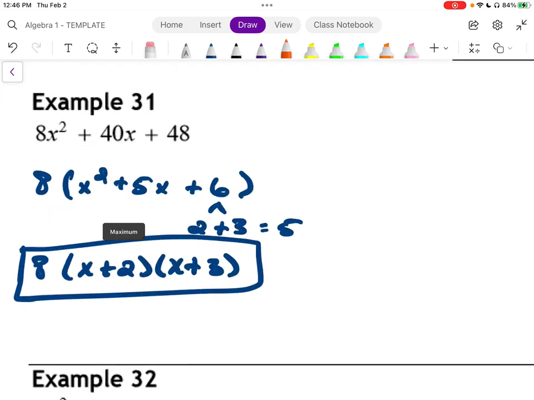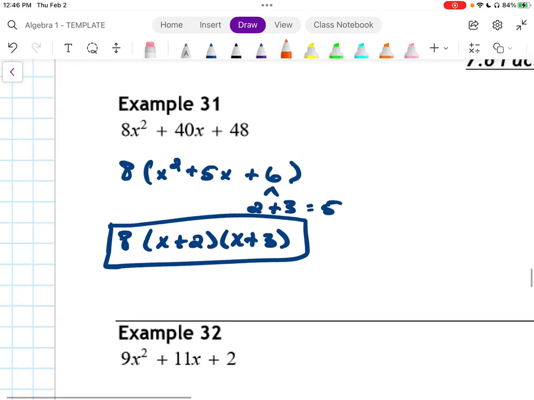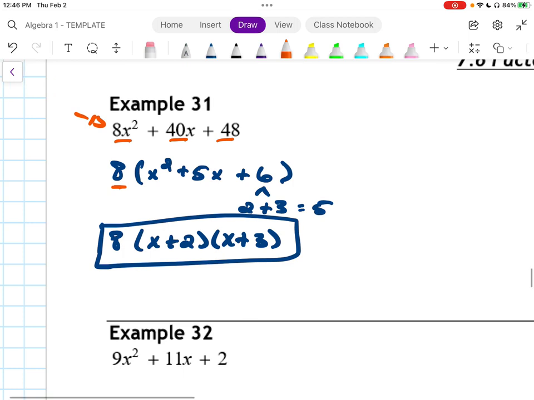Now, example 31, I've already gone ahead and completed here, but let's read it through. We have 8x squared plus 40x plus 48. The first thing you want to do when you get to one of these problems where there's a number out front is hope that it breaks apart into a much easier problem. Here, I pulled out an 8 from all 3 pieces, and that ended up working. 8 divided by 8 gave me just the x squared, 40 divided by 8 gave me the 5x, and the 48 divided by 8 gave me the 6.